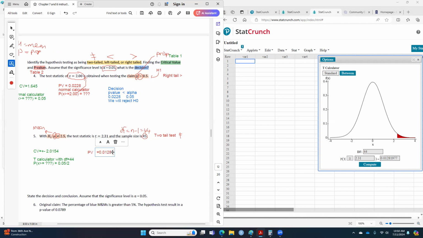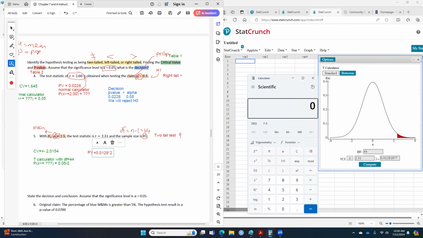So the p-value that you have in this case is going to be 0.0128 times 2. Don't forget to times 2 here, otherwise you get it wrong in your homework and your test. 0.0128 times 2 is 0.0256. So this will be your p-value in this case.